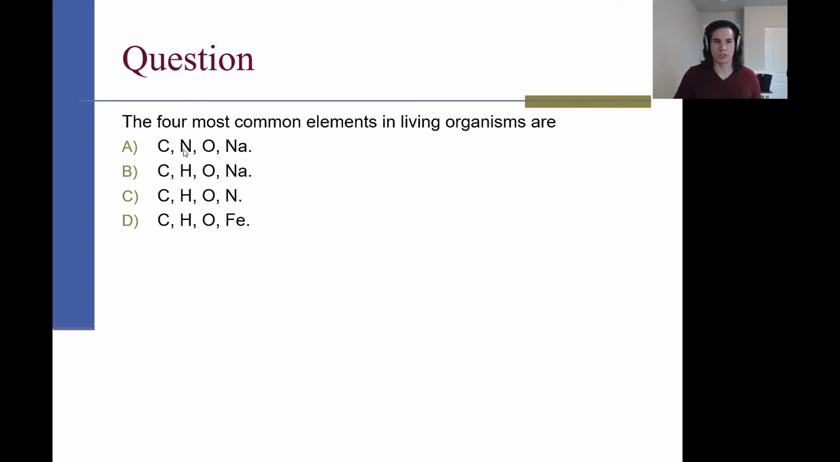Okay, so here's a question. The 4 most common elements in living organisms, remember we mentioned carbon, hydrogen, oxygen, and nitrogen. So carbon, hydrogen, oxygen, nitrogen. This is sodium, and this is iron. So C would be the correct answer. All right.